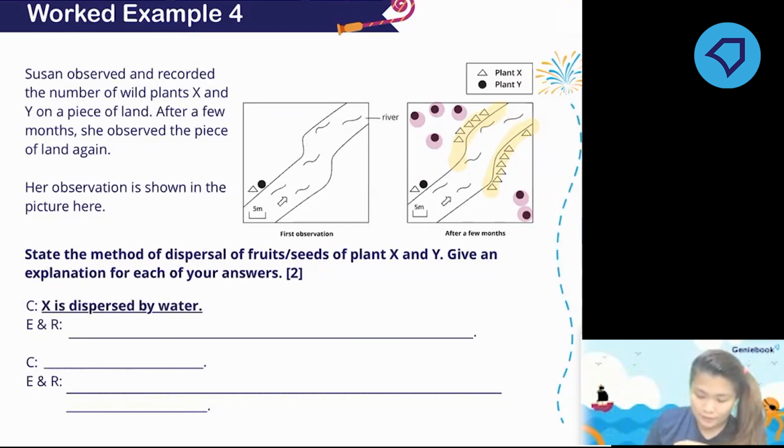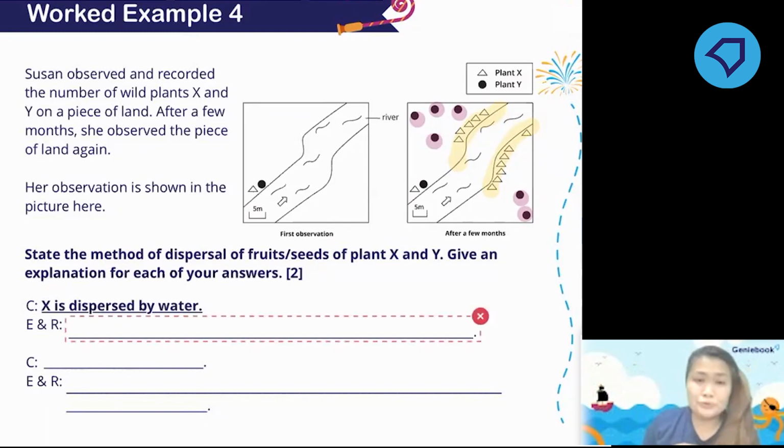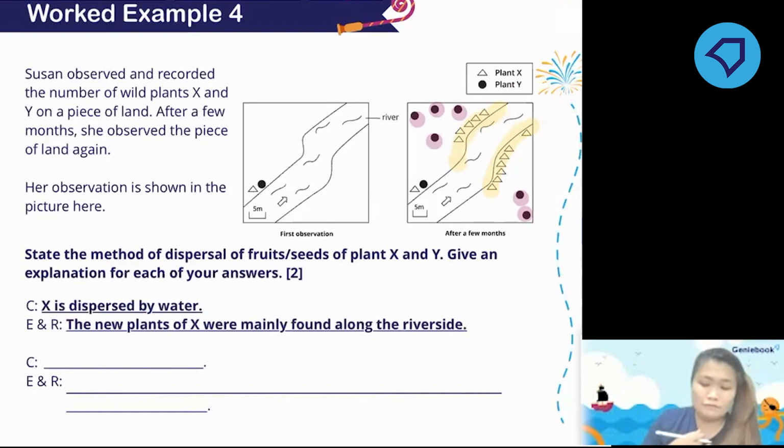How do we know it's by water? We need to use evidence and reasoning to explain this. They are mainly found on the riverside, so they grow along the riverbank. So it shows that it is dispersed by water. Then for plant Y, I know there's a few ways of answering, but what I have here is actually looking at wind.